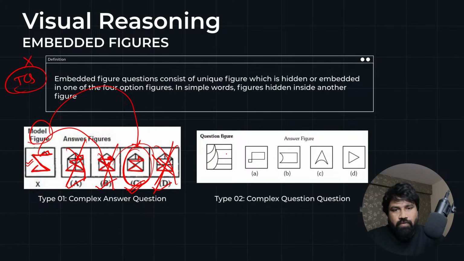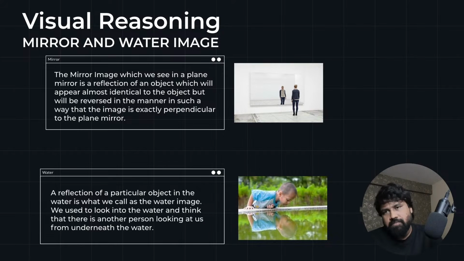For example, this question figure and the answer figures. Which shape can be formed? So can you form these two rectangles from this? No. And can you create this? Yes. So answer completed, B. So like this it will happen. Embedded figures is nothing but the figure will exist inside another figure.